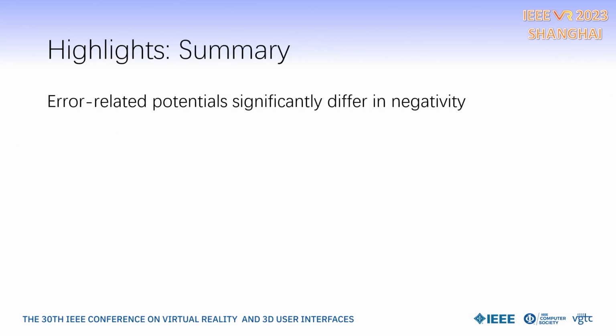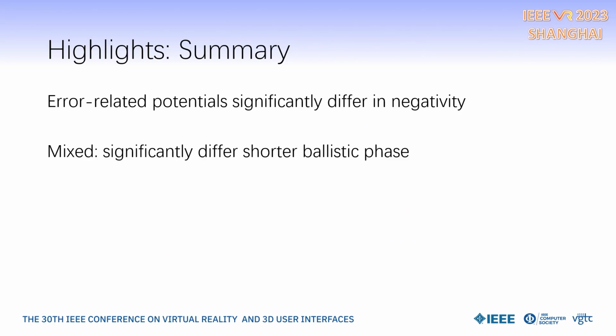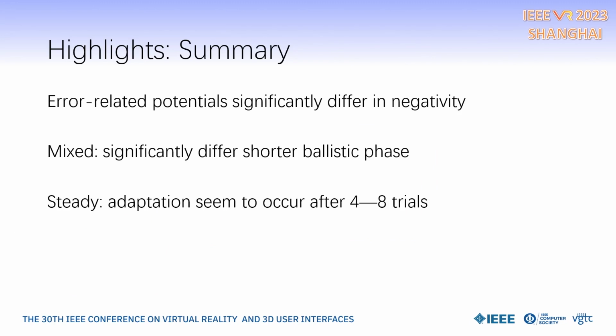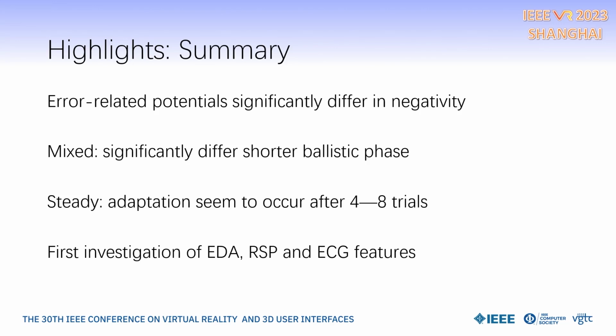In summary, we found that conditions with noticeable hand redirection significantly differed in error negativity and showed much shorter ballistic movement phases. Next, participants can adapt to discrepancies after 4 to 8 trials, which was suggested by several of our collected measures. Finally, we provide a first investigation of EDA, RSP and ECG features to detect noticeable hand redirection.